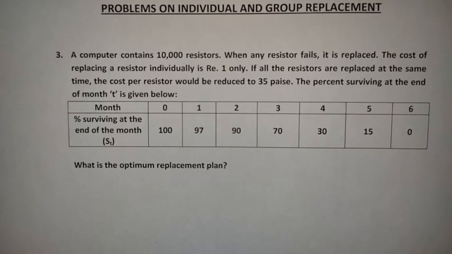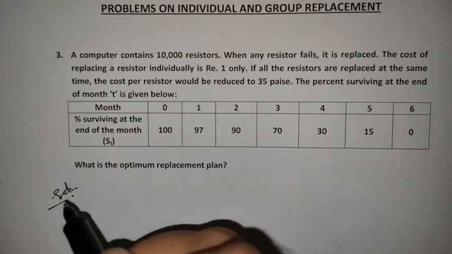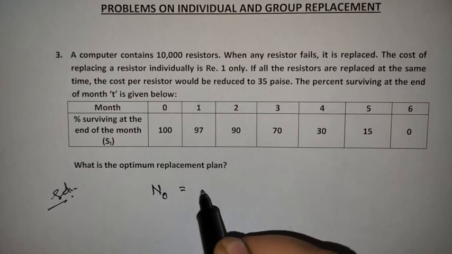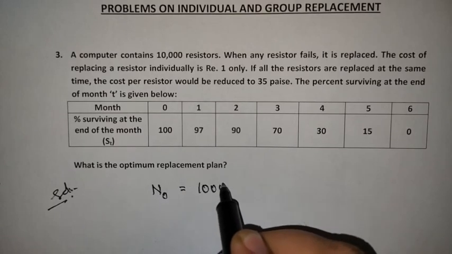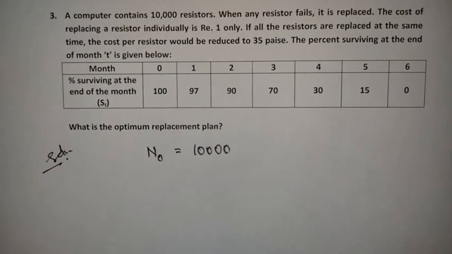So first of all, what we need is the probability of failure. So we don't require the surviving, we require the probability of failure. So let us find the probabilities. So what is the data given? Total number of resistors, that is N0 equals 10,000, that was given to us, and let us find the probabilities. So probabilities equals the percentage of failure.